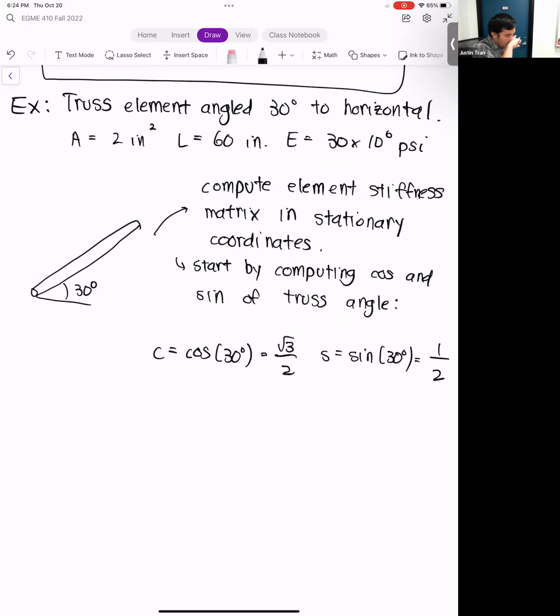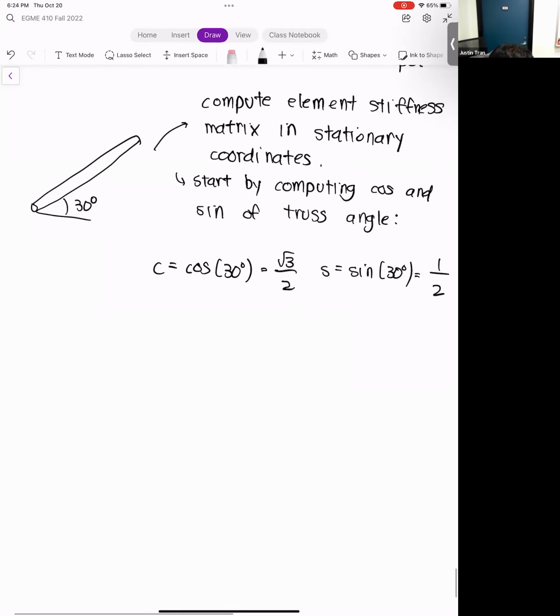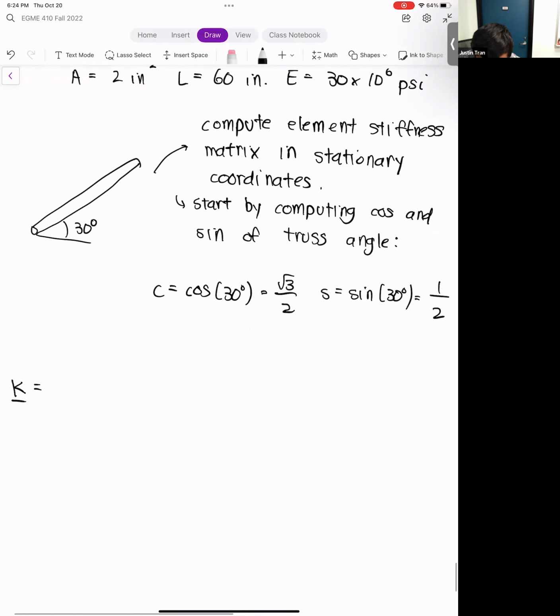So that should be the first thing that you do, just because it's the simplest thing. And you're going to be plugging in a ton of C and S. So if you know what C and S are ahead of time and you write them down, it'll make it a lot easier to plug into the equation. Okay, so now let's compute the element stiffness matrix. The element stiffness matrix in the stationary coordinates has AE over L, so let's compute that first.